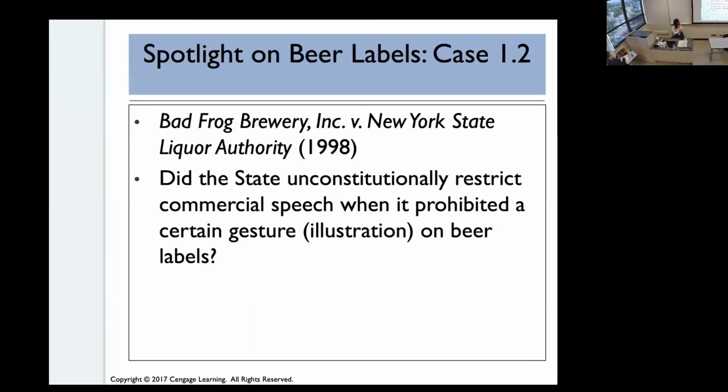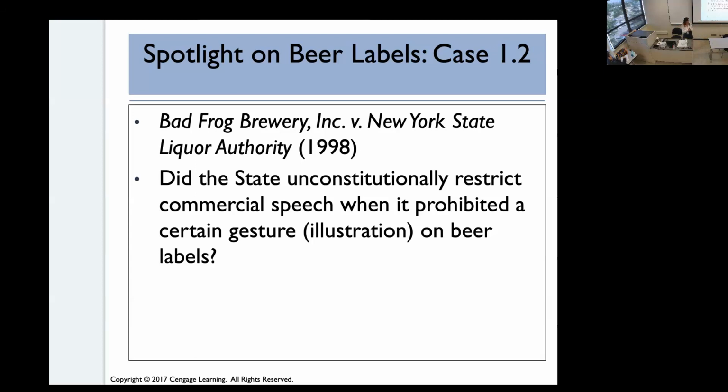Oh, here was a case, Bad Frog Brewery versus New York State Liquor Authority, 1998. So there was a beer brand called Bad Frog Brewery, and the label on it was a frog showing the middle finger, right? And the liquor authority in New York State said, this is vulgar, this is not good, they shouldn't do this, you know? Children could see that and stuff like that. So they went to court.